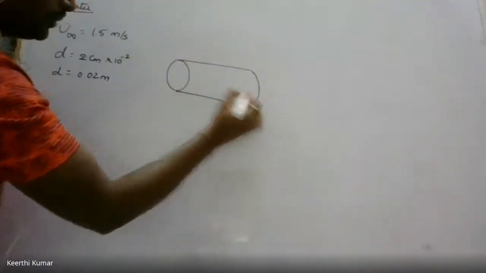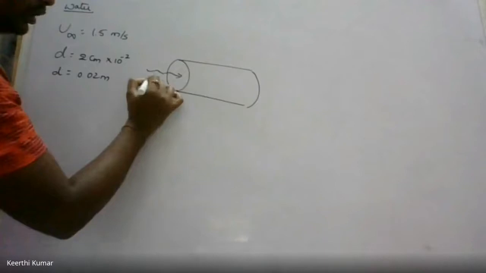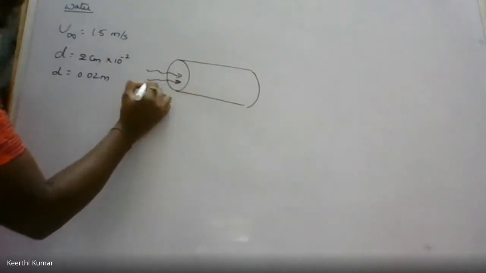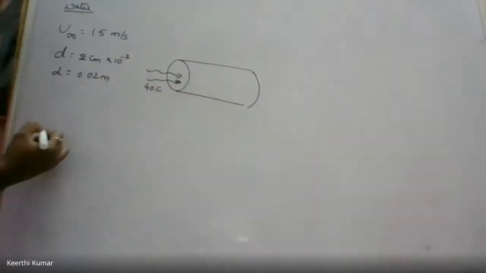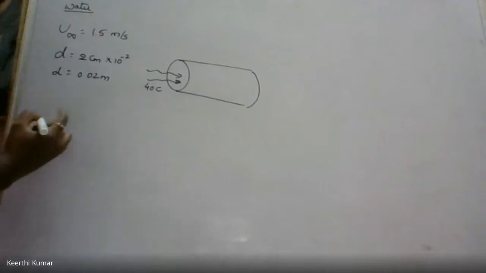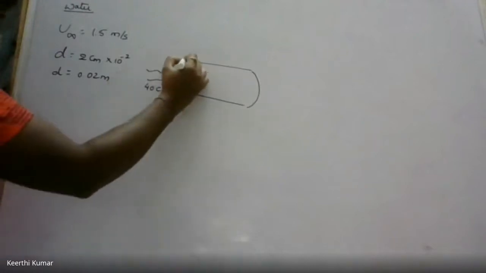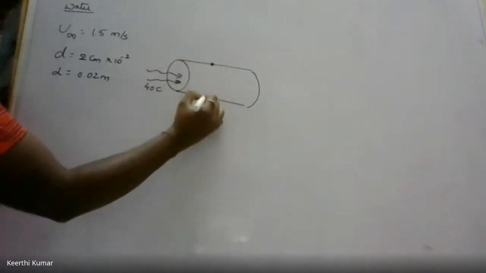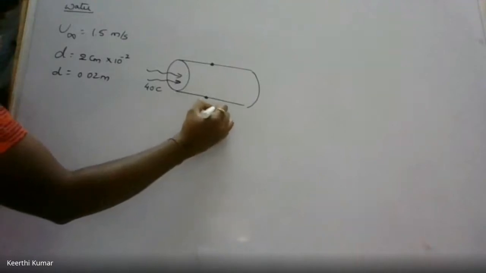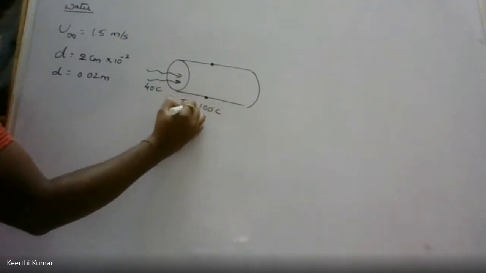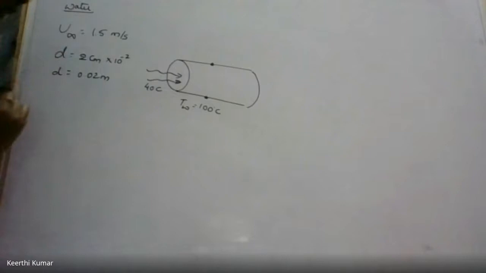If this is a tube, water is flowing inside the tube. What is the temperature of the water? Here it is given as 40 degrees, and the heat exchange tube wall is maintained at 100 degrees centigrade. The surface of the tube, this temperature is maintained at 100 degrees centigrade. This is called T wall, TW, and this is the tube fluid.